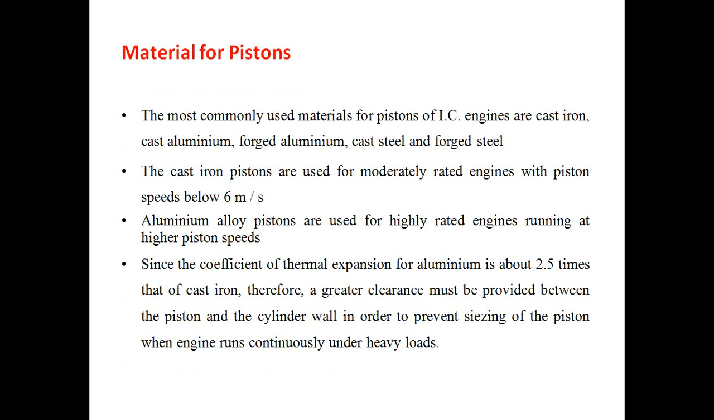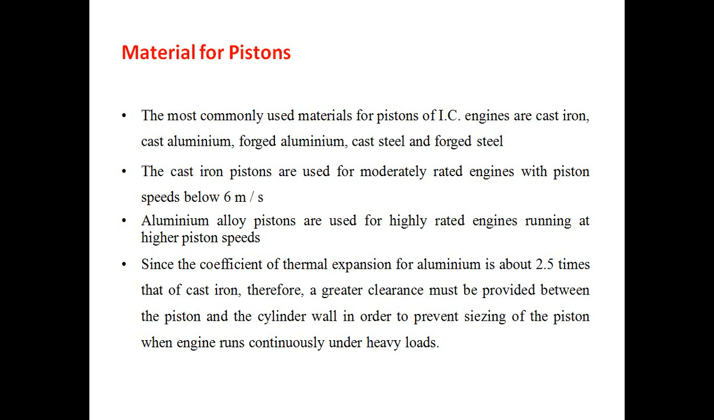Material for the piston. It is a very important consideration because proper selection of material plays a vital role in the design of any mechanical component. The most commonly used materials for the piston are cast iron, cast aluminum, forged aluminum, cast steel, and forged steel. Basically, cast iron pistons are normally used for low speed engines up to 6 meters per second.